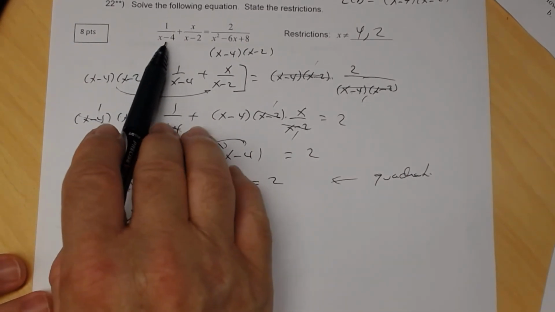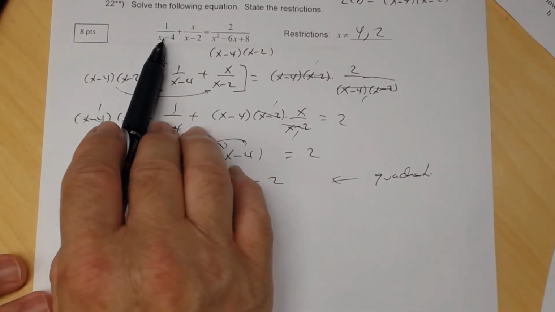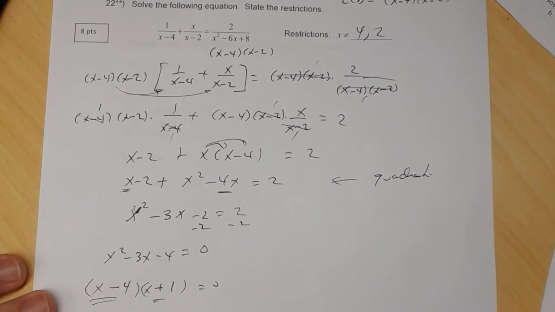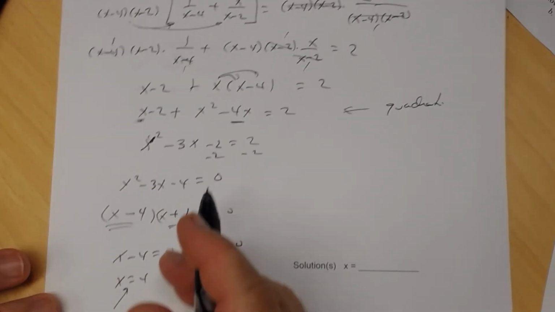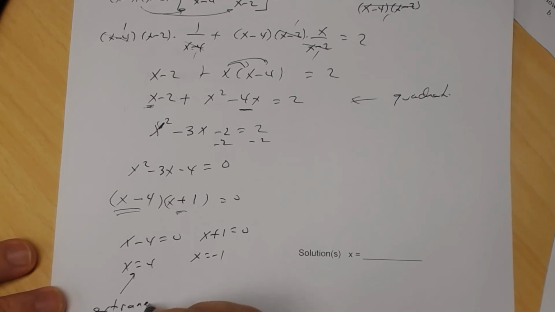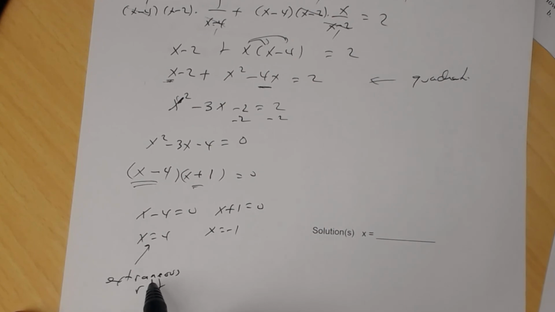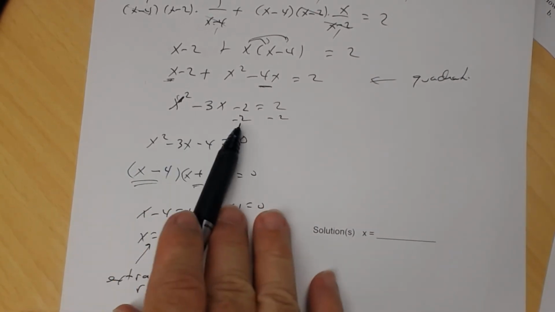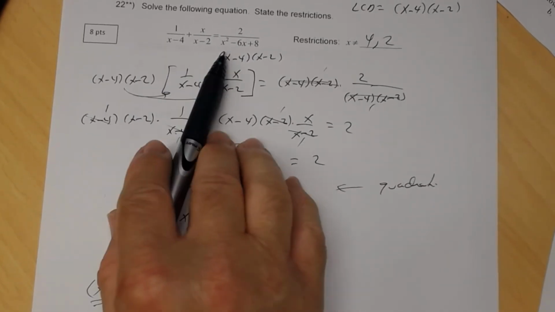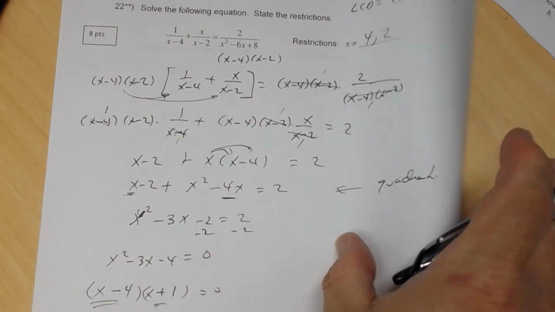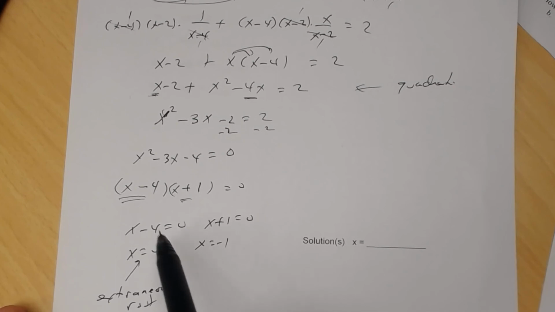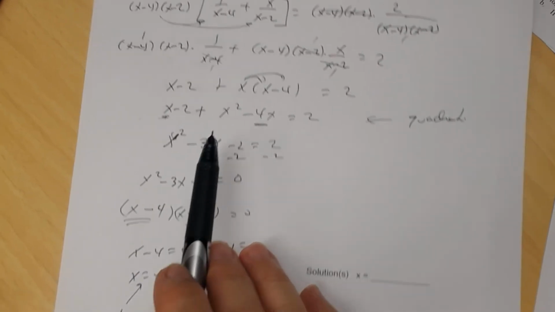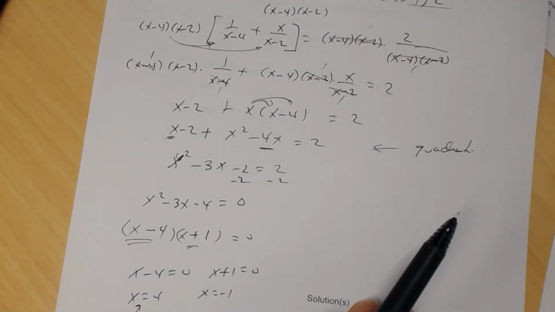When x is 4, this becomes 1 divided by 4, which is undefined. All right, so that's called an extraneous root, or extraneous solution. Basically, it satisfies this quadratic equation, but it doesn't satisfy the original rational equation. So that's what that means. It's a false solution. It satisfies one of these, but it doesn't satisfy the original.